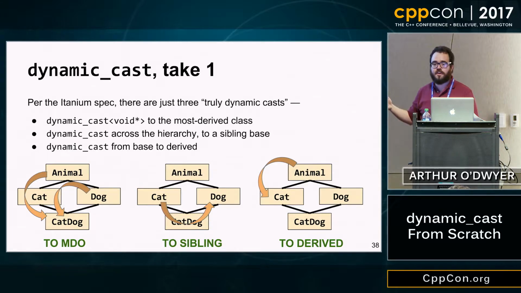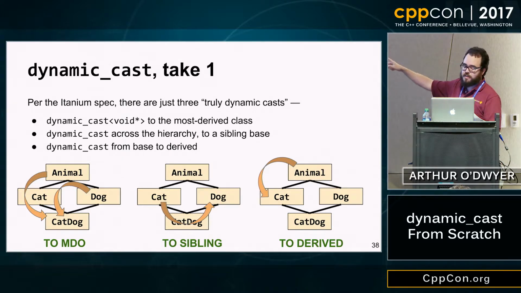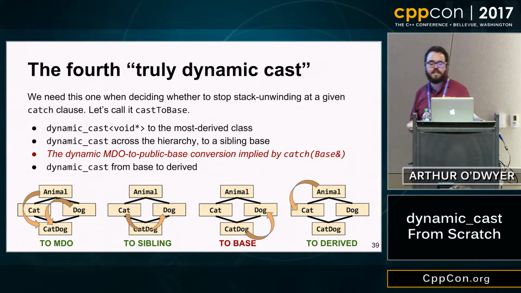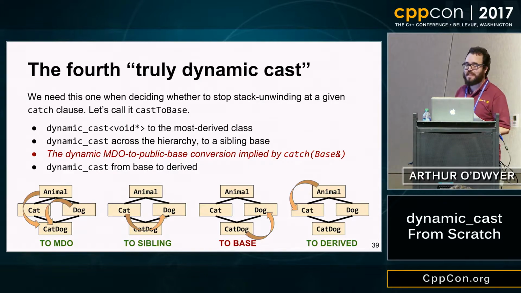Dynamic cast across the hierarchy, from cat to dog to a sibling base, or dynamic cast from a base to derived. Now going the other way, from derived to base, from cat to animal, that's a static cast. That's not truly dynamic. You can express it with a dynamic cast, but it will just happen at compile time. But we need a fourth one as well. And ironically, the fourth one is cast to base, but dynamically.